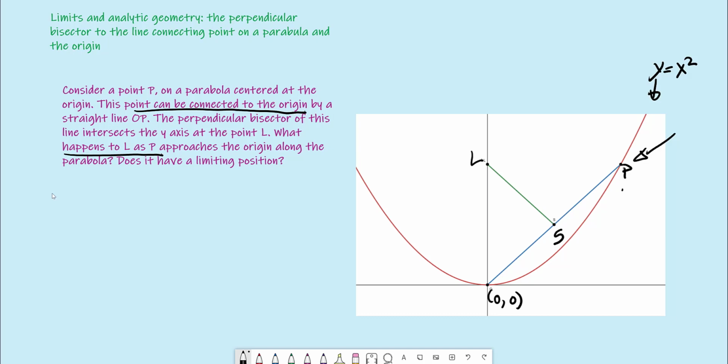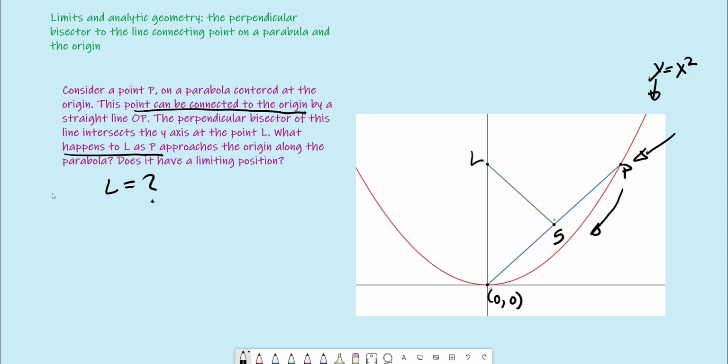We can take P and make it approach the origin by taking smaller and smaller x's. As x goes to 0, so does y, which is equal to x squared. And the question is, what happens to L? How does L change? And does it have a limiting position as P gets closer and closer to the origin? As I hinted before, we will be surprised to find what that limiting position of L is. Okay, so this is a presentation of the actual problem.